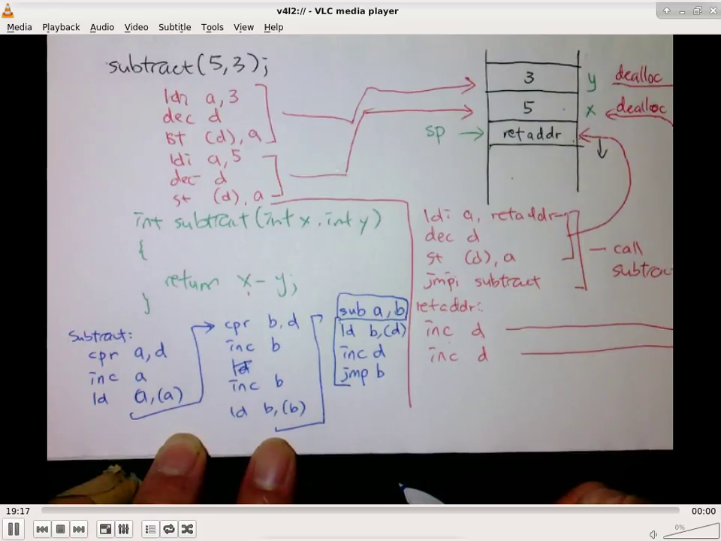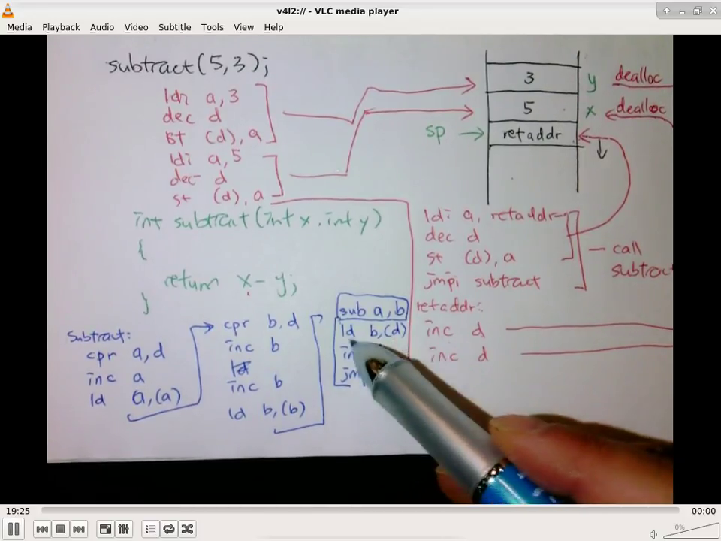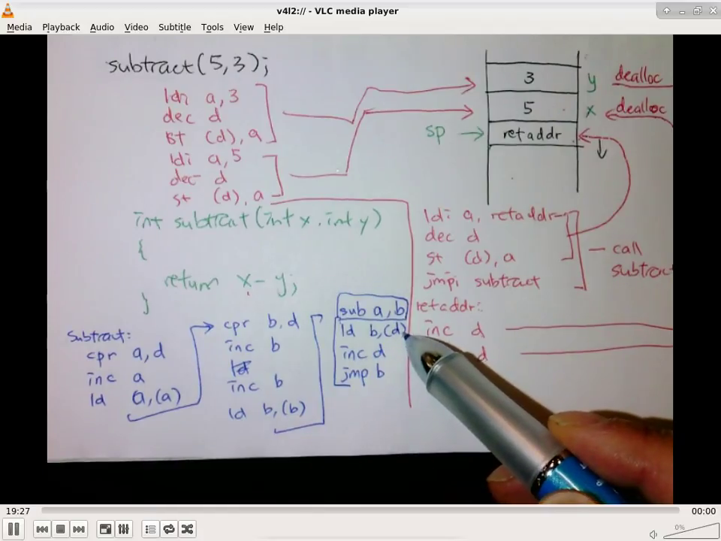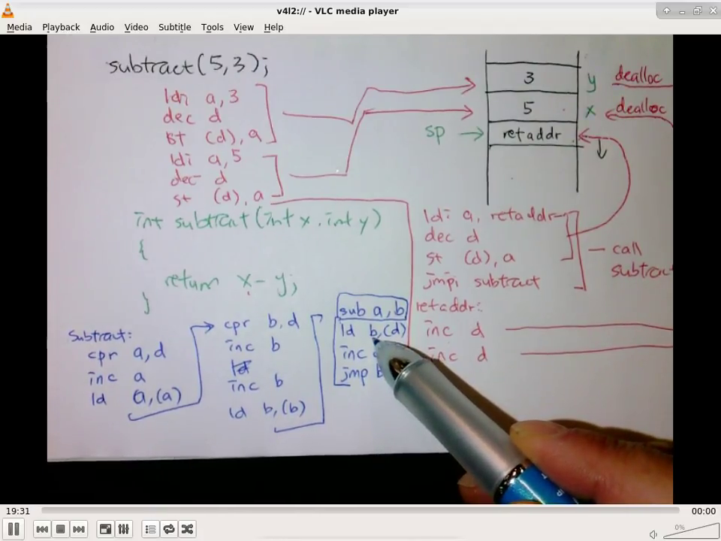Whenever you return from a subroutine, you are expecting the stack pointer to point to the return address. So that's why we use the LD instruction to say, okay, whatever the stack pointer is pointing to, store that value, which is the return address, to register B. I cannot use register A anymore because register A is now specifying the return value. I don't want to overwrite it.